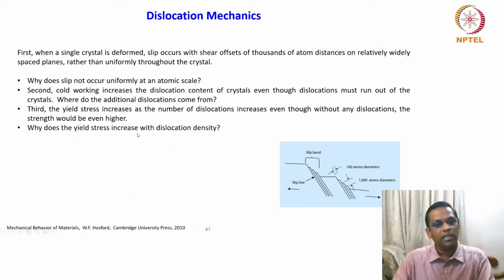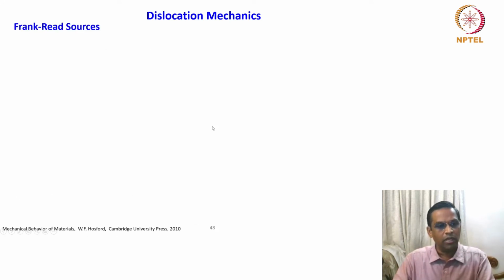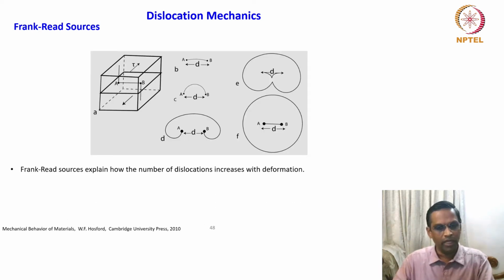And why does the yield strength increase with the dislocation density? This is what I just said. To answer these kinds of questions, the dislocation mechanics is looked at more critically. So one of the important, primary mechanisms by which dislocations multiply in the crystal is popularly known as the Frank-Read source. So what is this Frank-Read source?